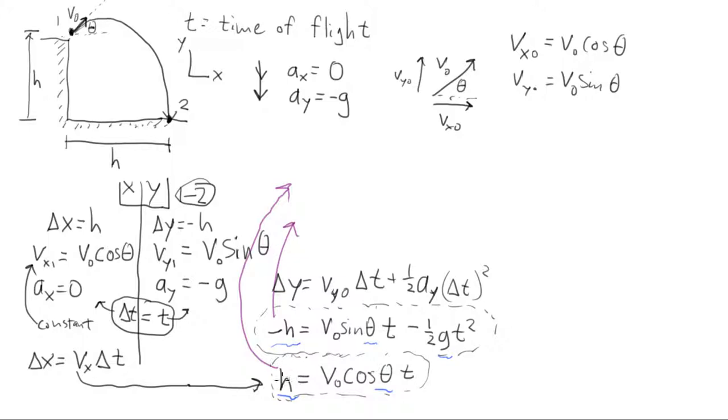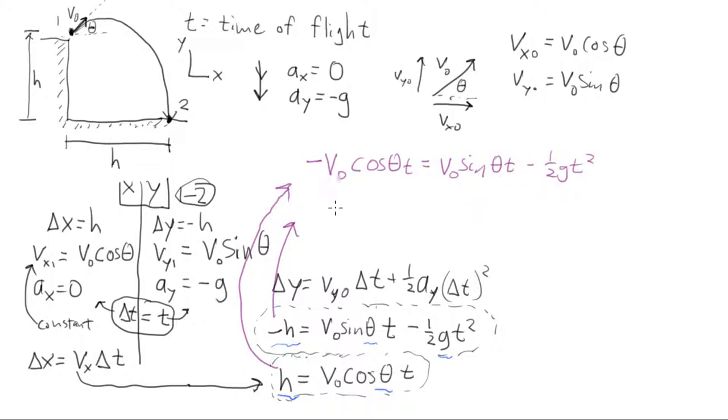And what I'm going to do is take this h here and plug it in there. Okay? So what I'm going to get now is negative, in this equation, but I'm plugging in the h. So negative V naught cosine theta times t equals V naught sine theta times t minus 1/2 g t squared. So then, of course, we solve this now.